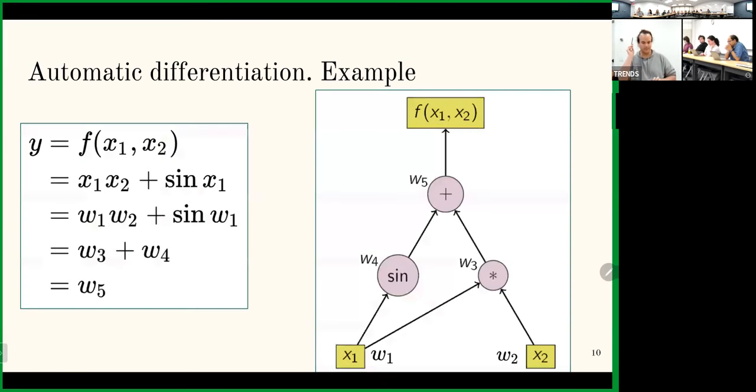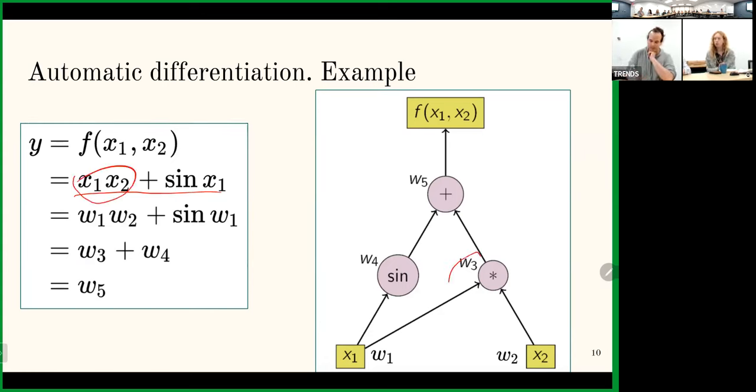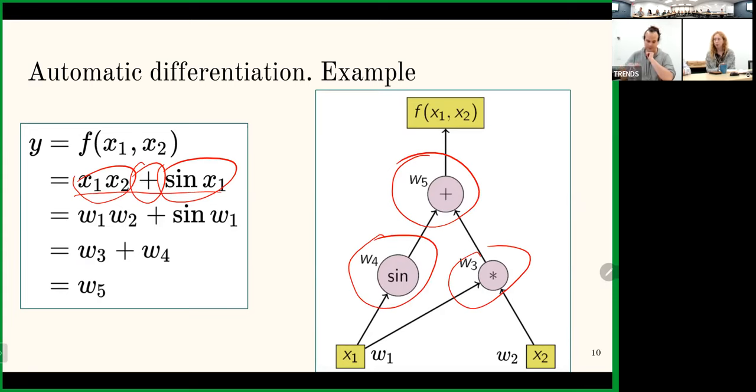Now, to explain how it works, let's consider an example. For example, this function, y equals x1 x2 plus sine of x1. So you can split this expression into different steps. For example, you can represent this multiplication as one step, the sine function as another step, the summation as the third step, and so you can represent your function in a series of computations. How do we calculate the gradient?